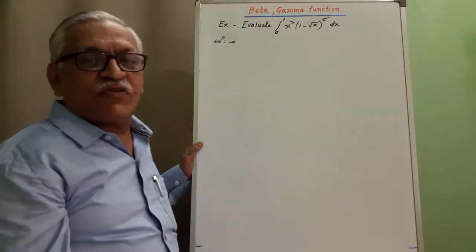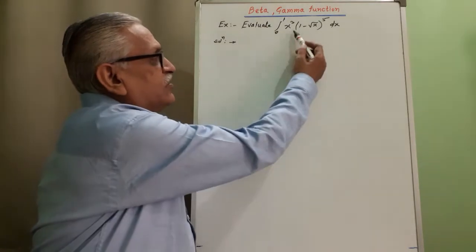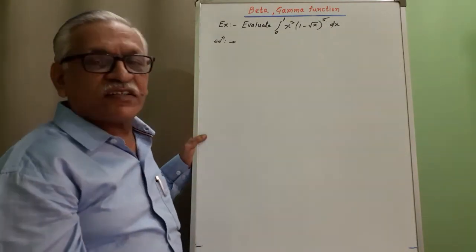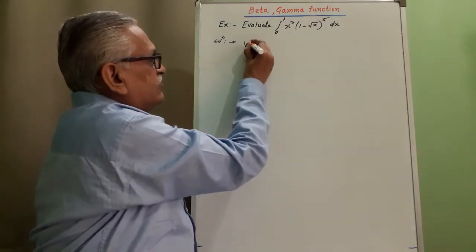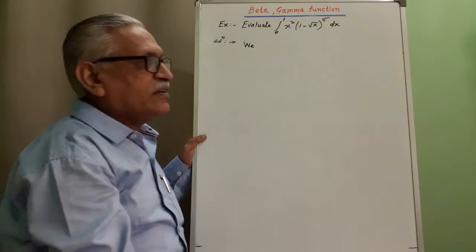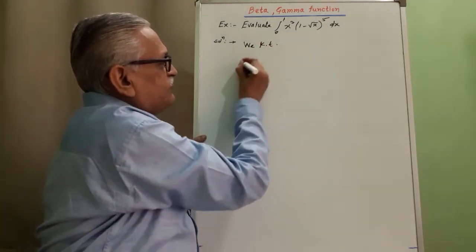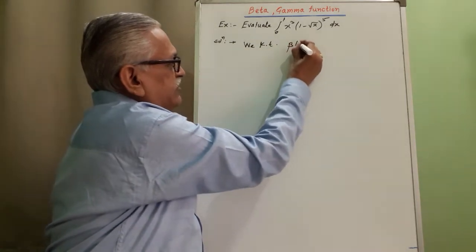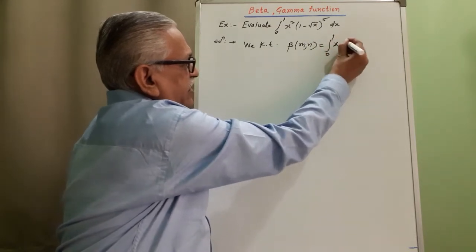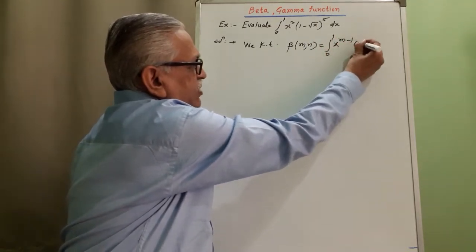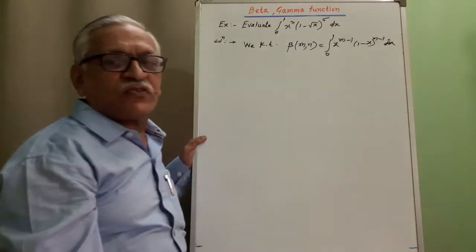Evaluate the integral from 0 to 1 of x cube multiplied by (1 minus root x) whole raised to 5, with respect to x. The limits are 0 to 1 and it is somewhat similar to the form of the beta function. We know that beta of m, n is the integral from 0 to 1 of x to the m minus 1 times (1 minus x) to the n minus 1, with respect to x.